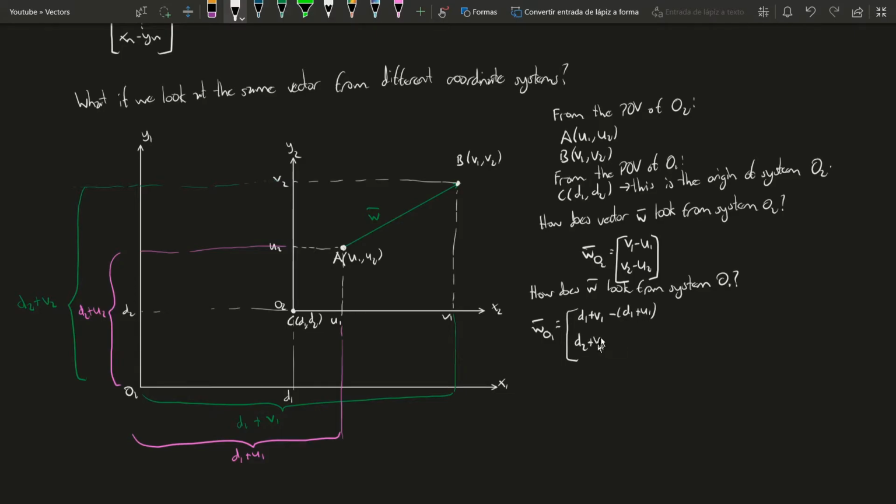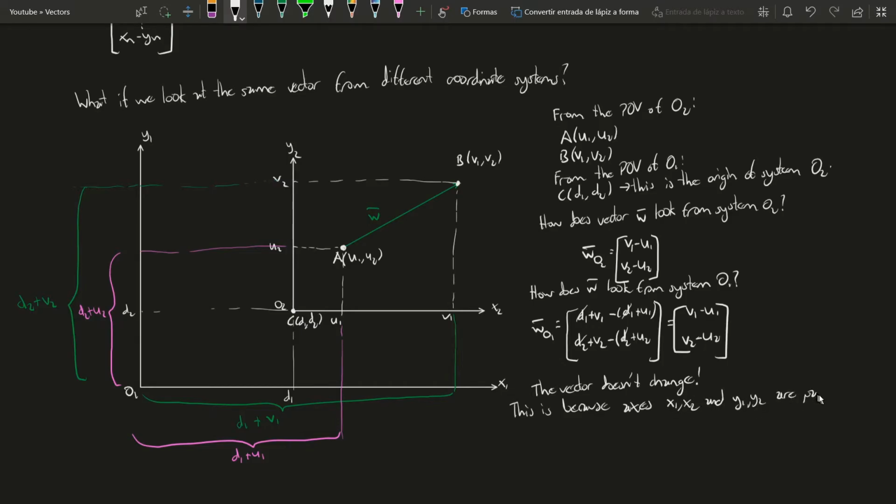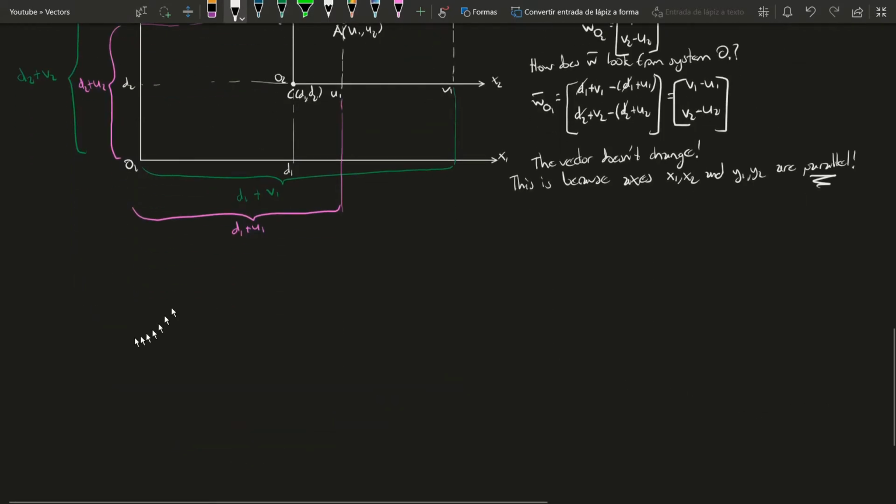Finally, all you have to do is follow the same procedure as before. Subtract A from B, and after you simplify the resulting expression, you'll find that the vector W looks exactly the same. In other words, when 2 coordinate systems have parallel axes, the components of a vector don't change when looking at them from either system. So naturally the next question is, what if the axes aren't parallel?